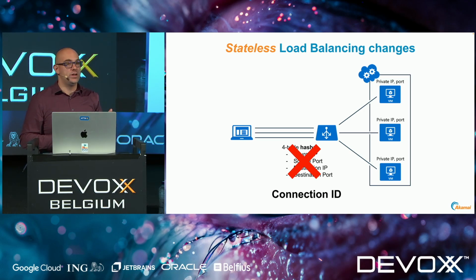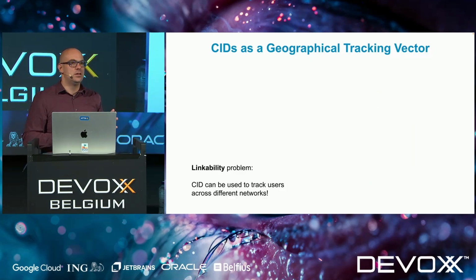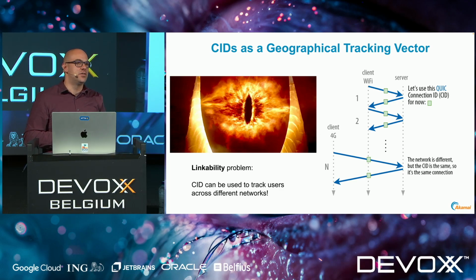Because if you would deploy it exactly like this, you would have a lot of nation states very happy with you. Because this makes for a perfect geographical tracking vector. You're basically assigning a unique number to an individual user that stays the same no matter which network they visit in their country, right? Terrible, terrible, terrible idea for privacy. And of course, not something that is actually in the protocol.